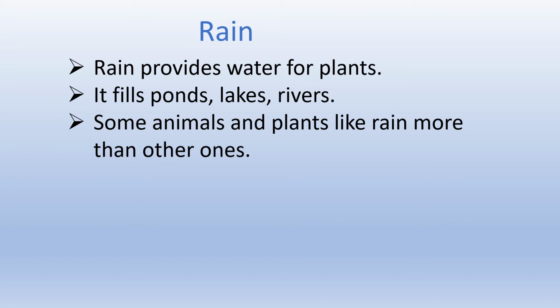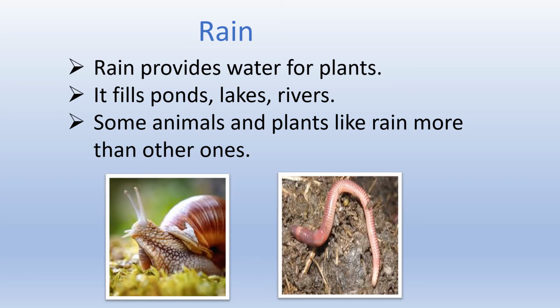Rain. Rain is the most important thing. Rain provides water for plants. Many types of plants grow well in rainforests. Some animals and plants like rain more than the others. Do you notice that it is much easier to spot earthworms and snails after rain? Both of these like the cool environment.